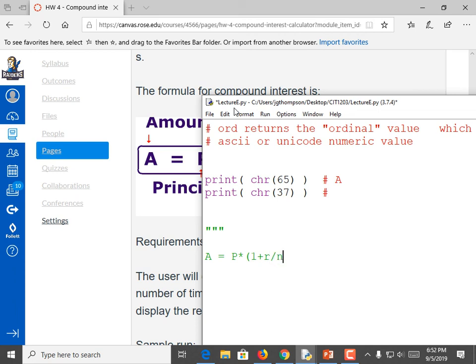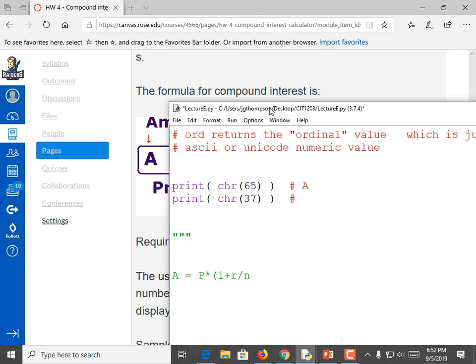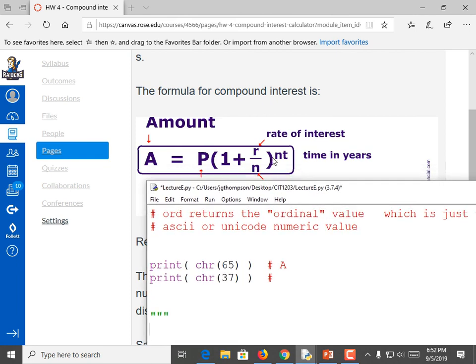Okay, cool. R over N, but why don't we just assume that N is equal to 12, but I guess we shouldn't. Let's follow the equation exactly. And then close our parentheses. We see a parentheses closing there.